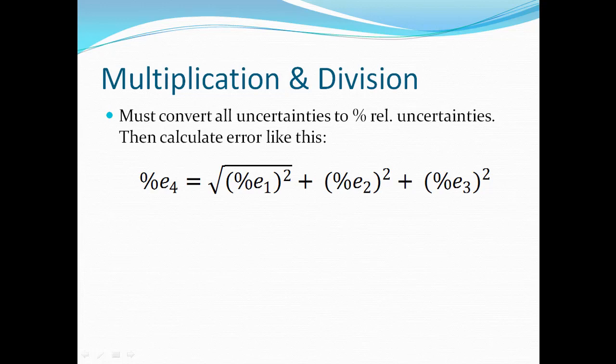Remember, the percent relative uncertainty is that relative uncertainty times 100. So you convert all of the errors to that first, then you square them, add them all together, and then square root them. That's how you do it. Let's do a problem to make sure we understand.